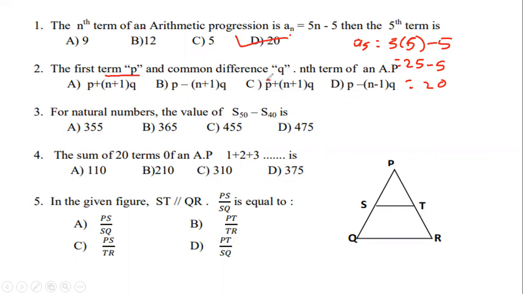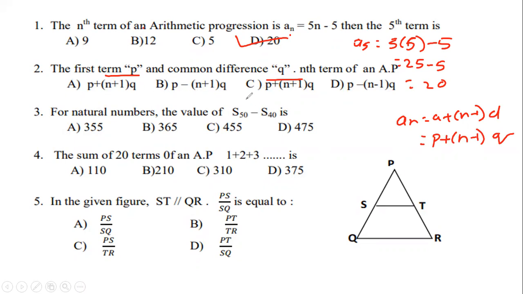First term is p. Common difference is q. We know the formula an is equal to a plus n minus 1 into d. A value is p, d value is q. So which option is right? p plus n minus 1 into q. I'm not getting any option. I think maybe it is wrong. So in this we don't have any options.